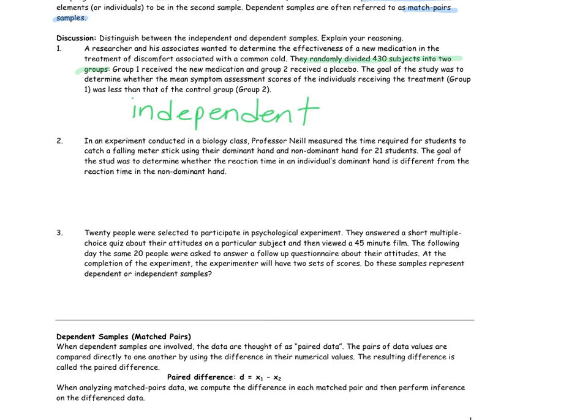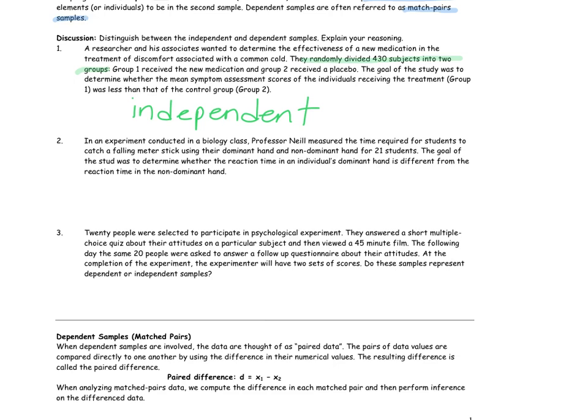All right, let's look at the next example. In an experiment conducted in biology class, a professor measured the time required for students to catch a falling meter stick using their dominant hand and non-dominant hand for 21 students. The goal of the study was to determine whether reaction time in an individual's dominant hand is different from the reaction time in the non-dominant hand.